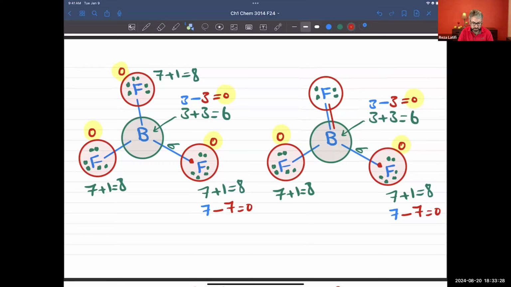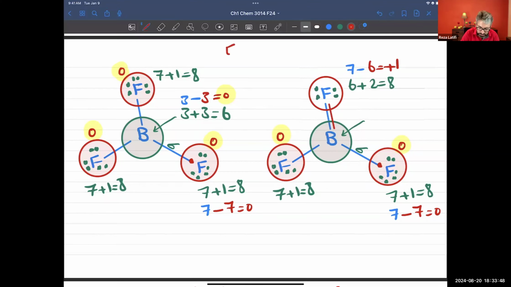So what will happen with the fluorine? Fluorine, I see 6 electrons here. We made 2 bonds. It will be 8. It's active. That's fine. How about the formal charge? Fluorine is a group 7, but I see only 6 electrons around it. So it will be plus 1. And this is the issue. Remember, electronegativity of fluorine is higher than electronegativity of boron. So if there is a negative charge, it should be on fluorine, not boron.